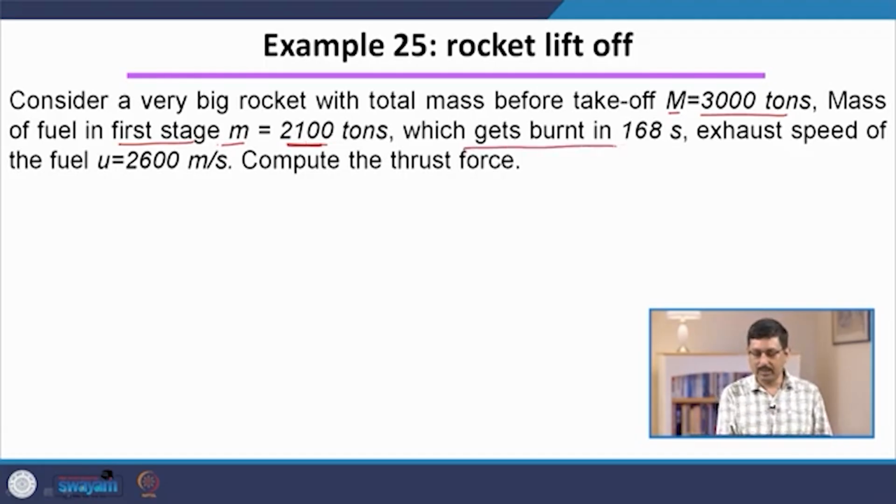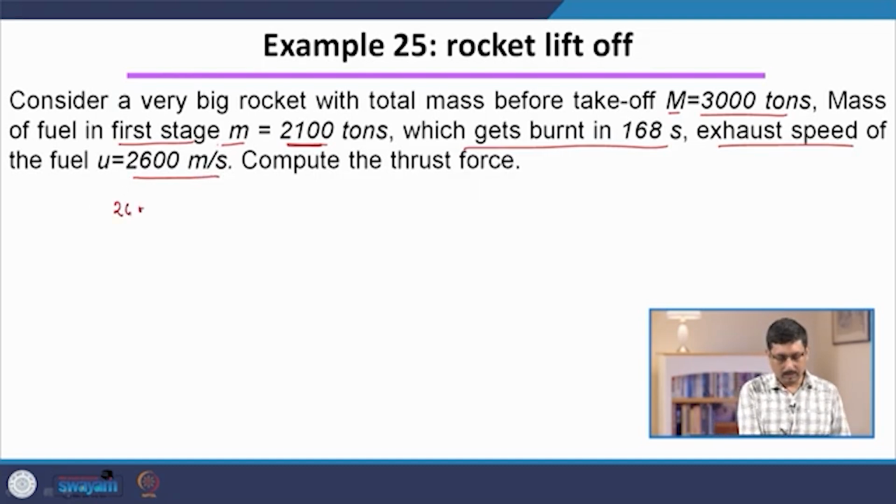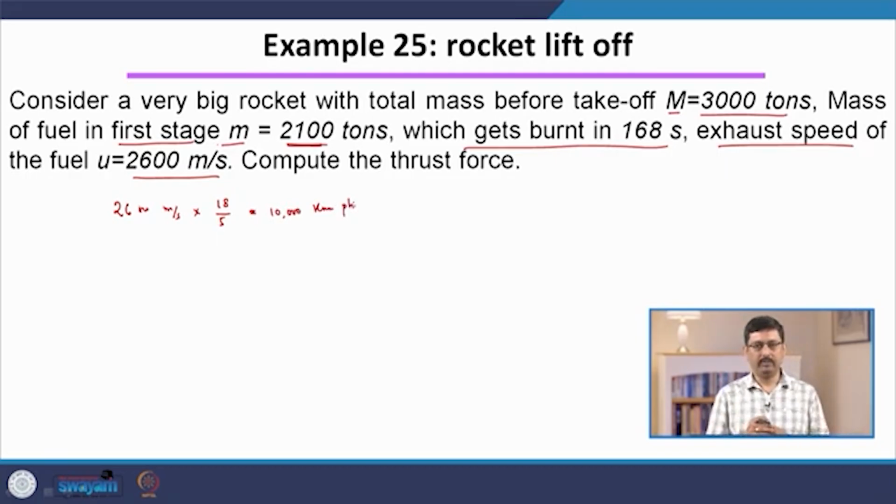And this fuel gets burnt in 168 seconds, in less than 3 minutes, and the exhaust speed, the speed at which the fuel is ejected from the rocket, is 2600 meters per second. How much is this in kilometers per hour? 2600 meters per second is about 10,000 kilometers per hour. So, it is a fantastically large velocity, faster than the speed of sound.